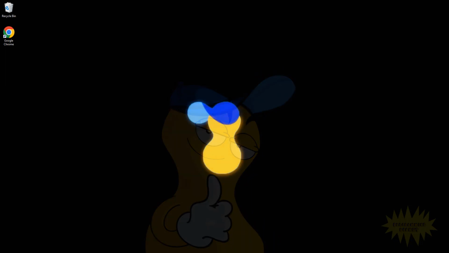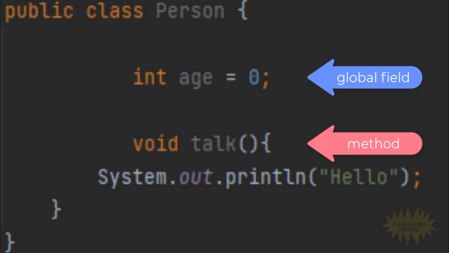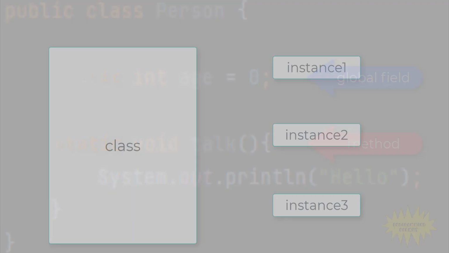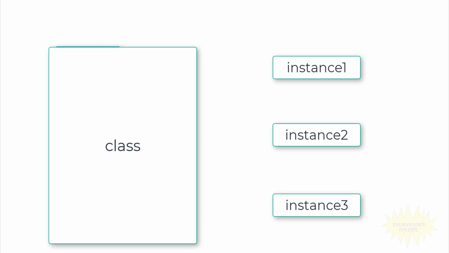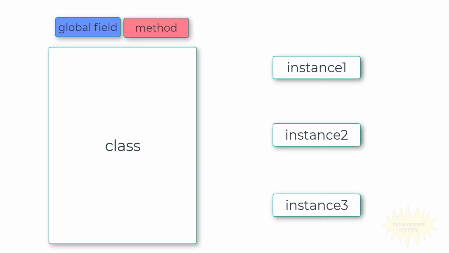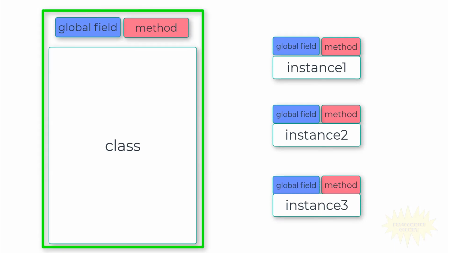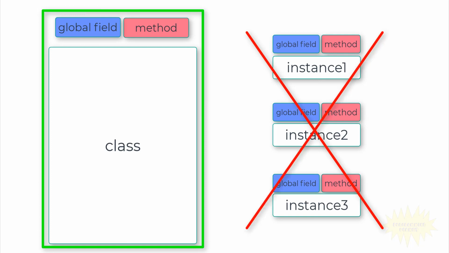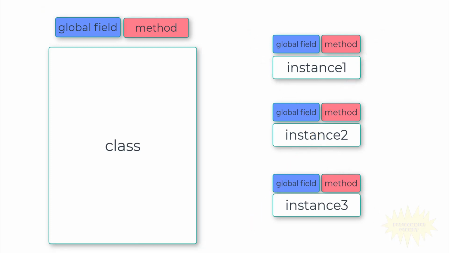So let's get started. The static keyword in Java is something that you can add to global fields and methods. Basically, it makes that global field or method belong to the class and not the instance of the class. In other words, the static global field or method is shared across all instances of the class.